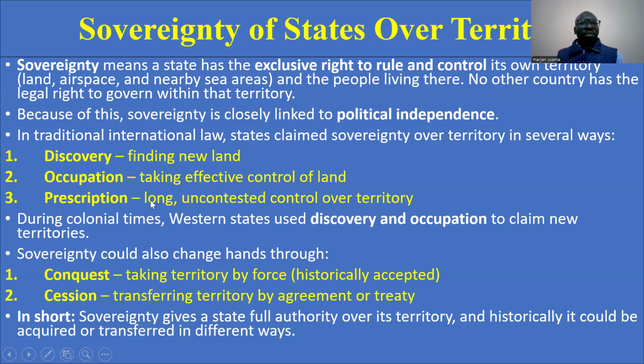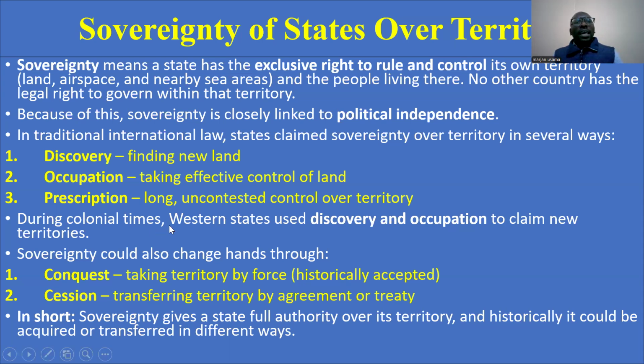Then prescription, long and uncontested control over territory. You live in an area for many years and people don't contest. Oh, this area is our area. We need our area. Nobody's contesting. So that area automatically becomes your territory out of prescription because nobody's contesting that area.